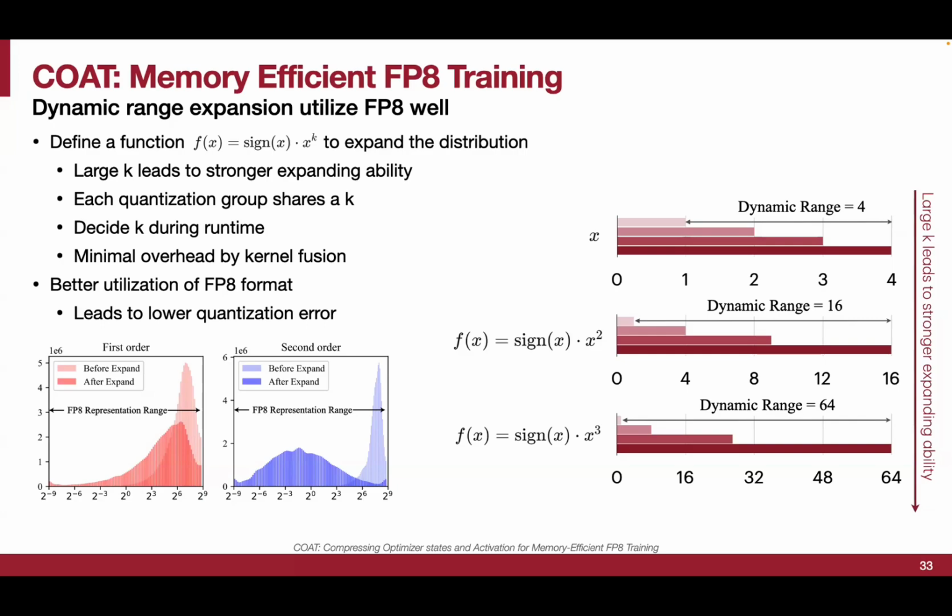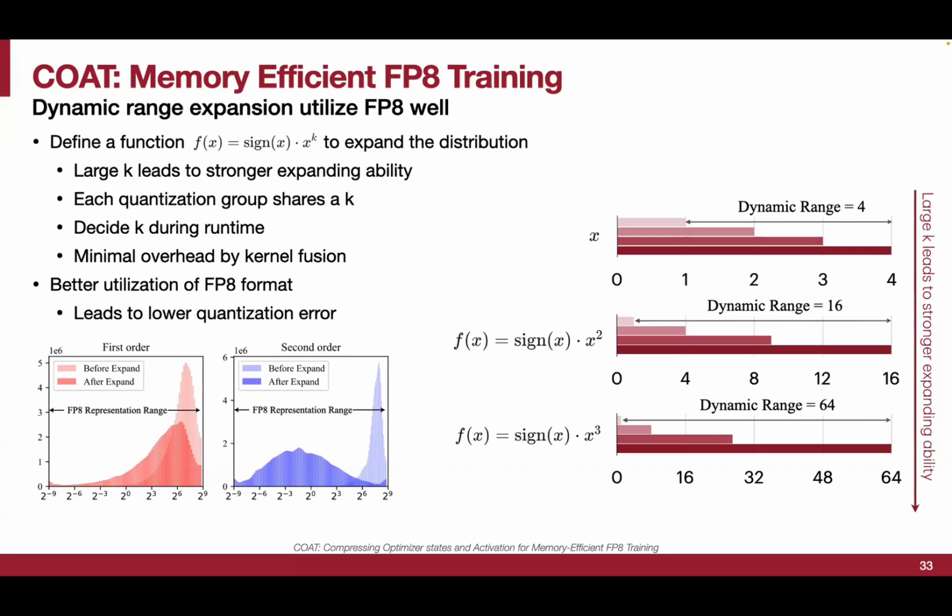If you quantize x to the power of 3, it becomes quantizing the dynamic, we have the dynamic range of 64. So each quantization group shares the same k. And we want to decide the k during the runtime, and we write fast kernels to minimize the overhead by kernel fusion.